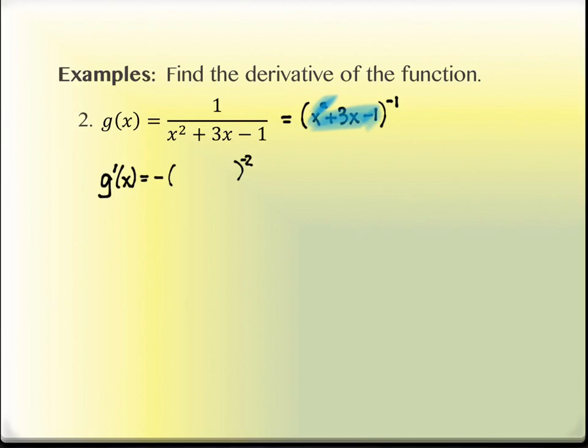And the chain rule says that the blue piece, which is my inside function, will simply be rewritten. So it's x squared plus 3x minus 1. After that, what do we do? The derivative of the blue part, the part that's inside. So I need the derivative of x squared plus 3x minus 1. What is that? 2x plus 3.